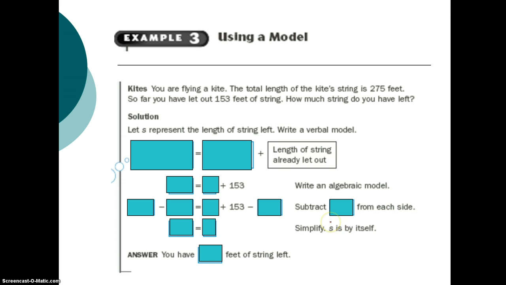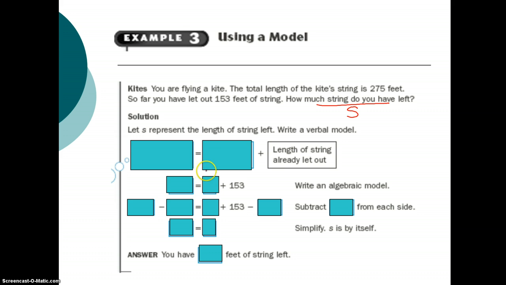Example 3. You are flying a kite. The total length of the kite string is 275 feet. So far you have let out 153 feet of string. How much string do you have left? Let S represent the length of string left. Because remember, that's what the question's asking, so that's what you don't know.